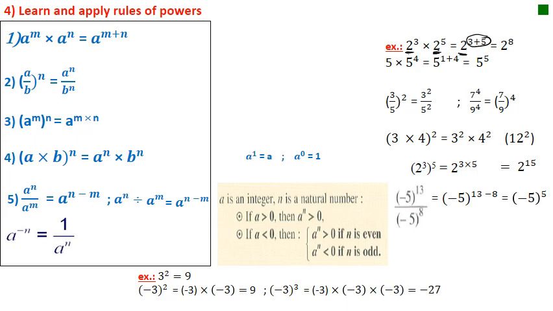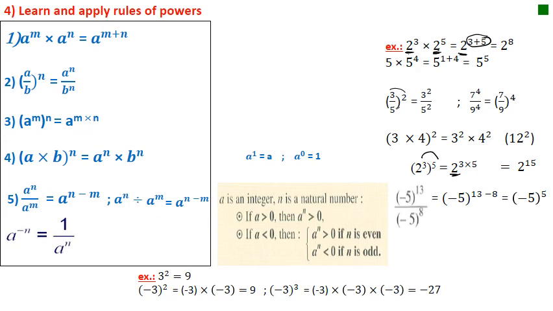Now a over b, all of it to the power n. We are dividing different bases, same exponent, so this exponent is for both the numerator and the denominator. Now the rule power of power, a to the power m, all of it to the power n. For example, if we have 2 to the power 3, all to the power 5, the base is 2 and we multiply the exponents. 3 times 5 is equal to 15.